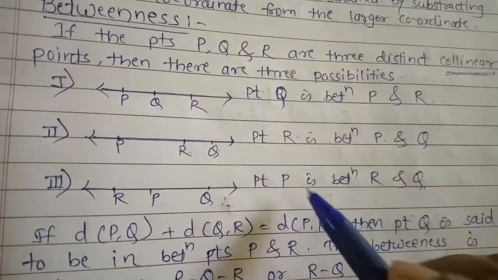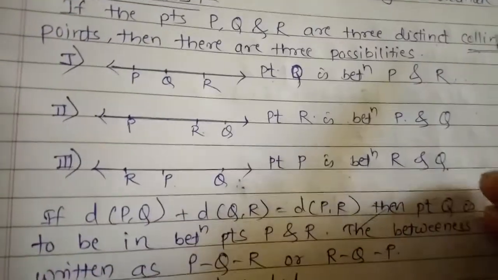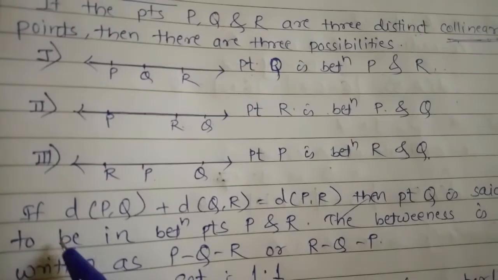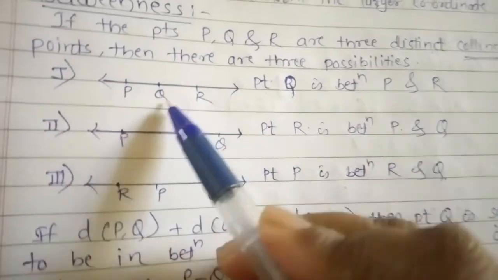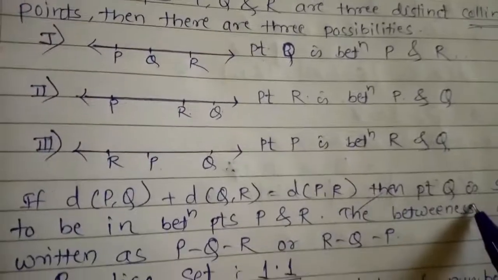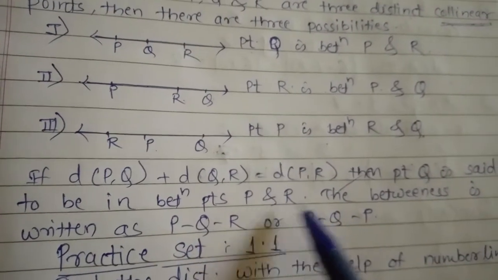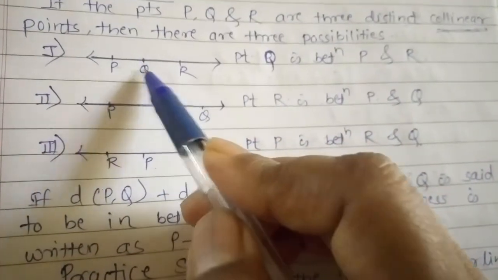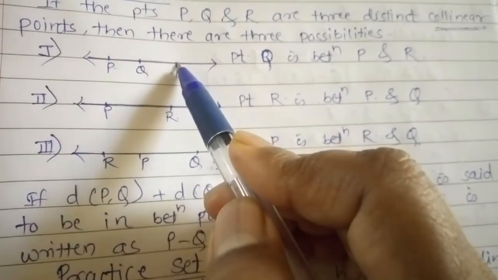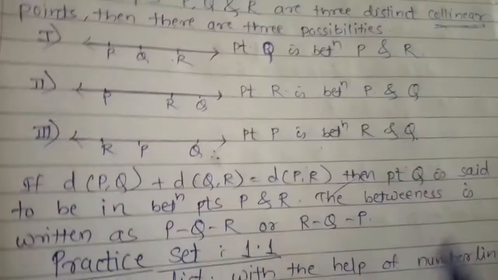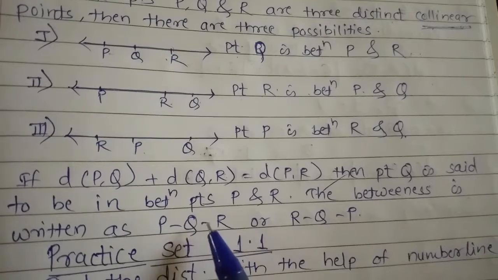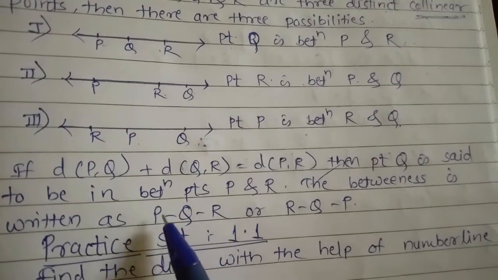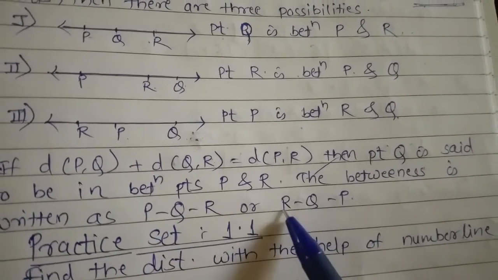Means there are 3 possibilities when 3 collinear points are given. If distance PQ plus distance QR is equal to PR, then we can write that Q is in between P and R. When the addition of PQ and QR gives us PR, then we can say that Q is in between P and R, and betweenness is written as P-Q-R. This means Q is in between P and R. Here also Q is in between R and P.